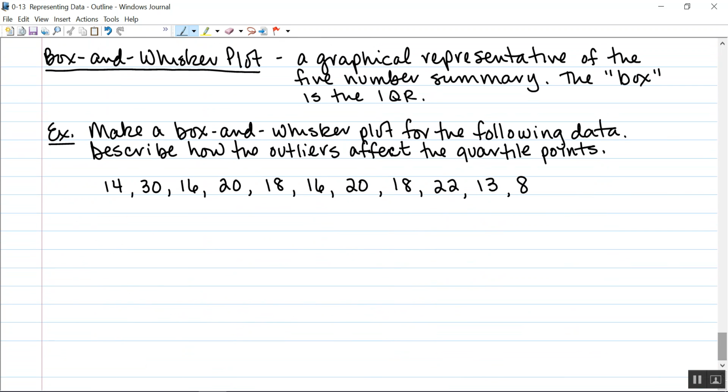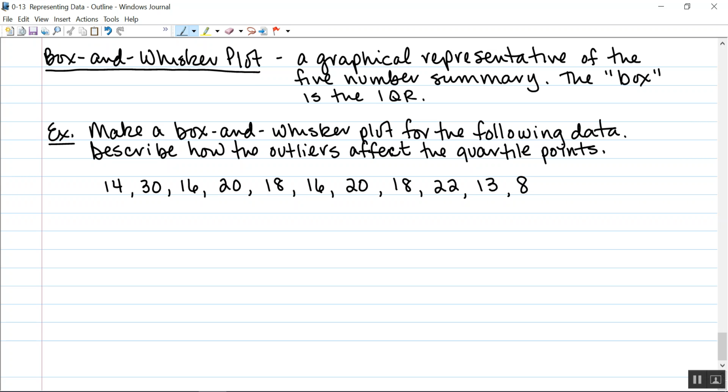And the last one we're going to take a look at is called a box and whisker plot. This is a graphical representation of the 5-number summary. The box in the box and whisker plot is going to represent the IQR. So let's do one of these together. Let's make a box and whisker plot for the following data. And then we're going to need to describe how the outliers affect the quartile points.